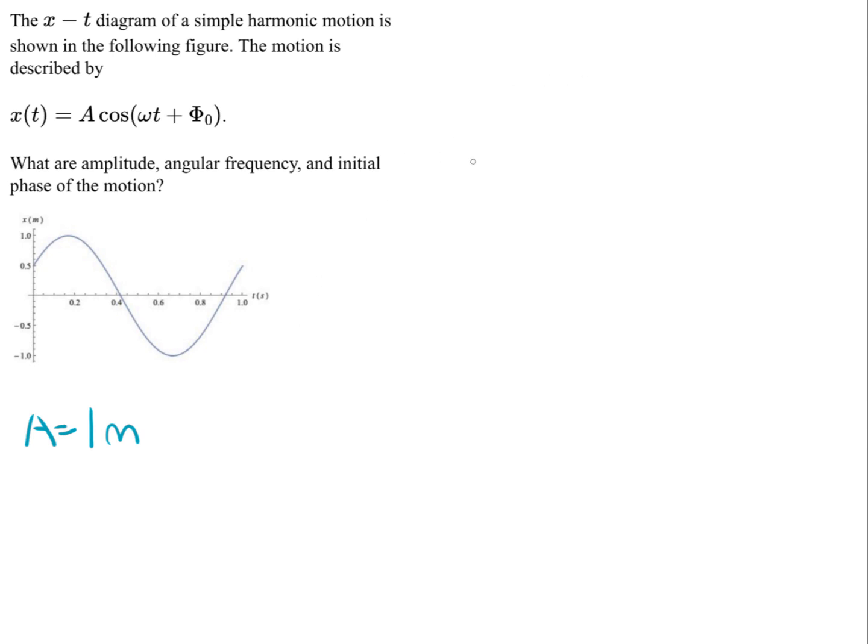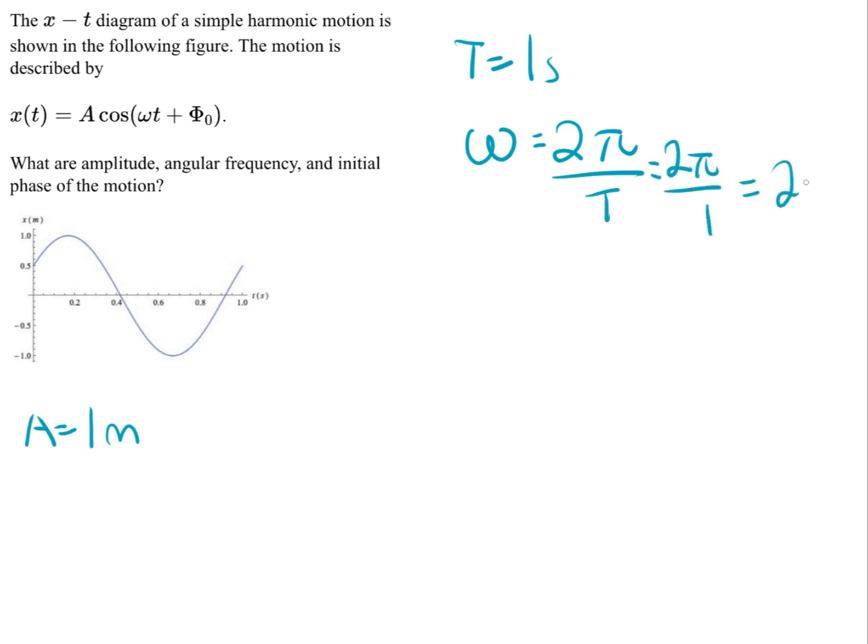If we look at this graph, we get that the period of this motion is equal to 1 second. And we know that the angular frequency, denoted by omega, is equal to 2 pi over the period. In this case, the period is simply 1 second. So the angular frequency is simply going to be 2 pi. We can actually say that this is about 6.28, and it has units of radians per second.